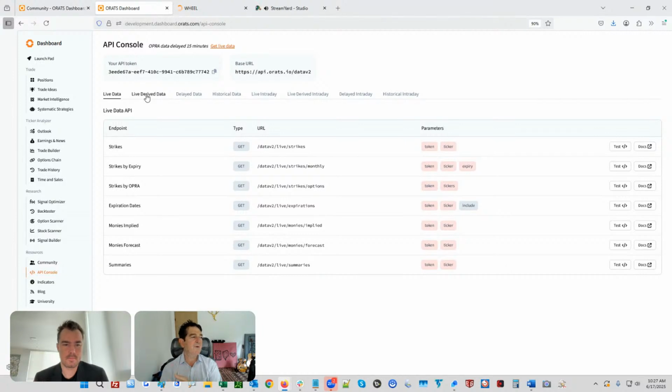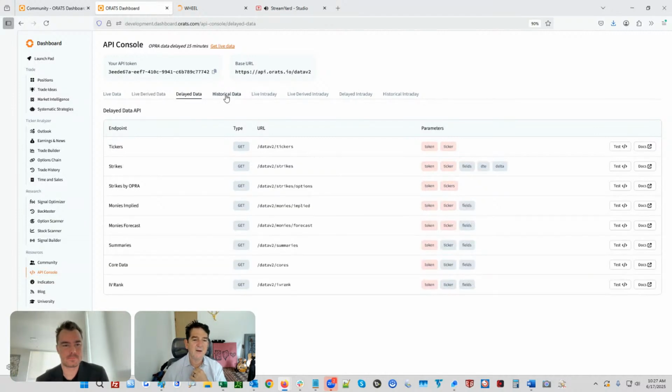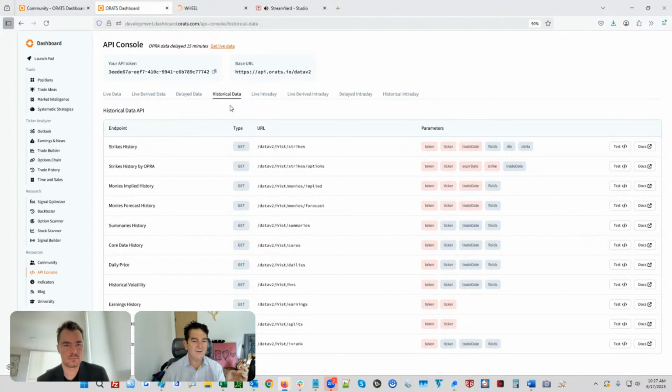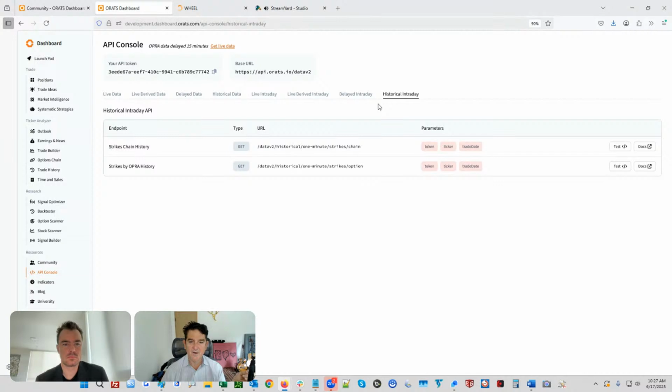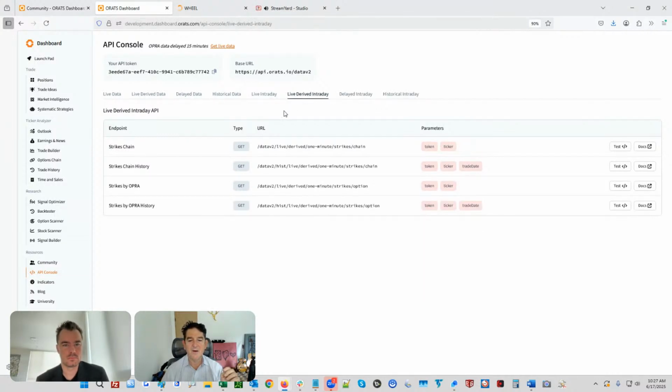So the derived is much less expensive from an OPRA and exchange point of view, but it doesn't give you the exact granularity of the bid-ask prices in the market right now. So that's what that is. Delayed data is 15-minute delayed, and that's less expensive as well. Of course, our historical data goes back to 2007. The intraday historical goes back to 2020. And then there's delayed intraday and live derived intraday, where you can get minute by minute data as well.